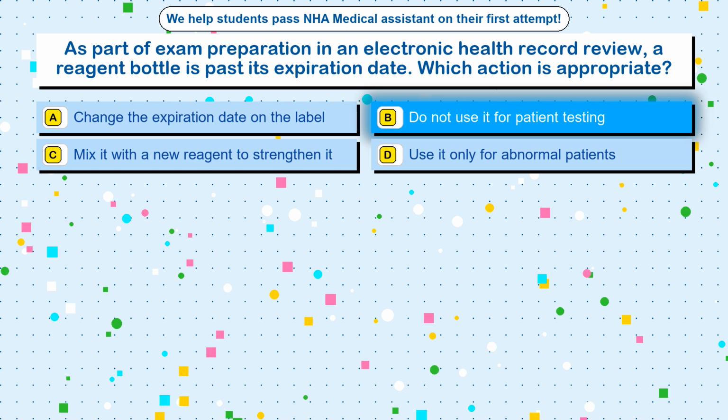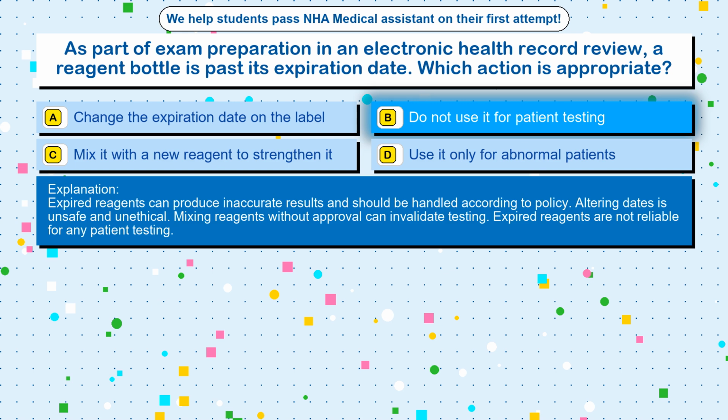Do not use it for patient testing. Expired reagents can produce inaccurate results and should be handled according to policy. Altering dates is unsafe and unethical. Mixing reagents without approval can invalidate testing. Expired reagents are not reliable for any patient testing.